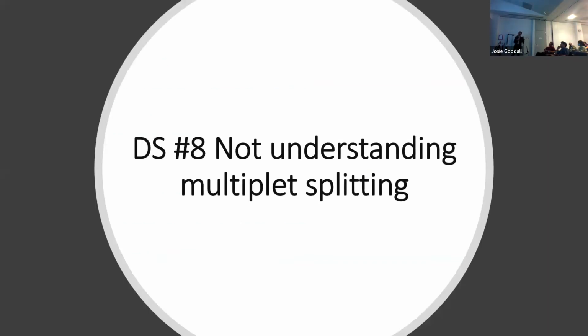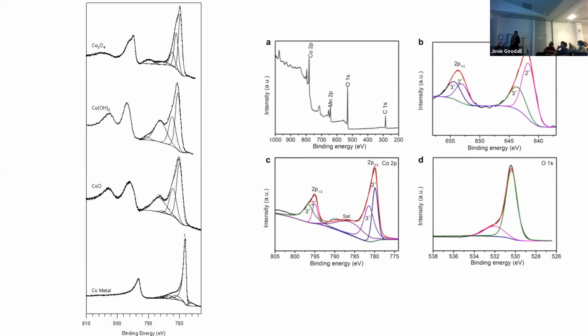Not understanding multiplet splitting. This is number one in terms of the places where people fall down. We've seen earlier that multiplet splitting is a phenomenon we get, especially in first-row transition metals, and some other places in the periodic table as well, which makes their spectra incredibly complicated, even when we only have a single chemical environment or a single oxidation state.